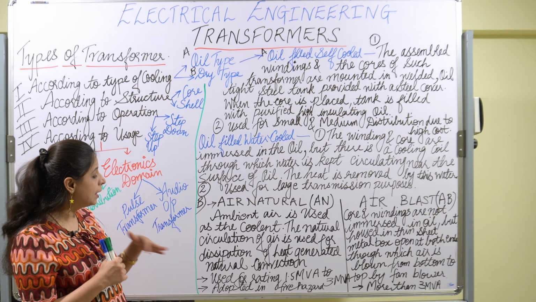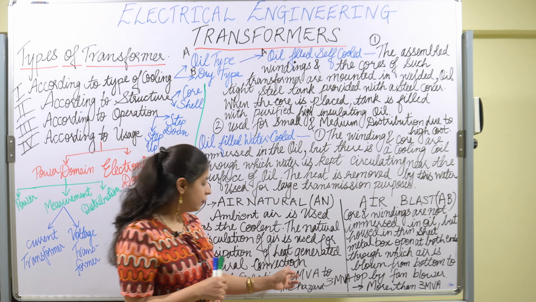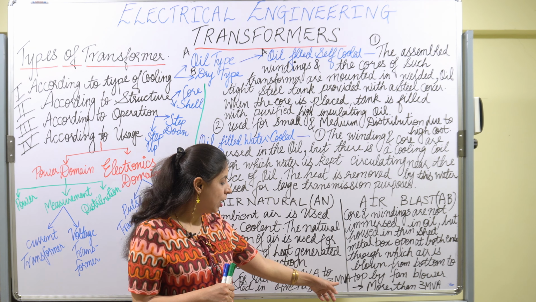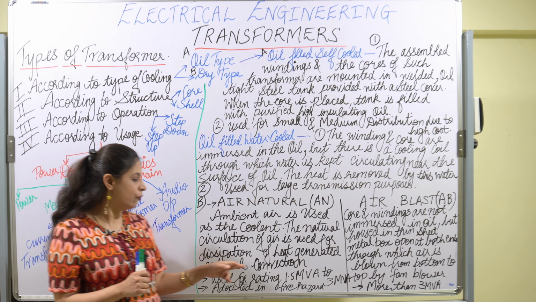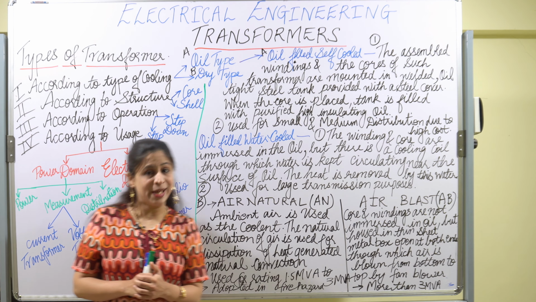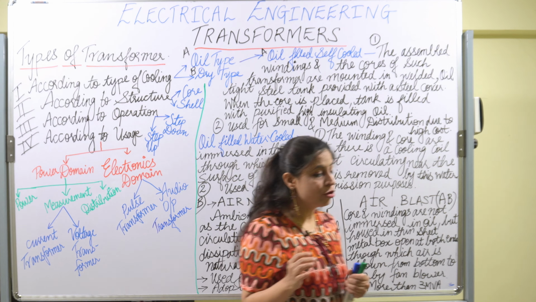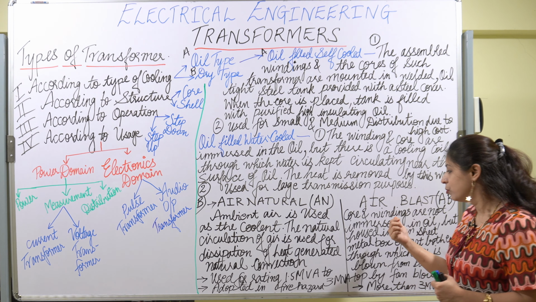Okay, and it is used for the rating of 1.5 MVA to 3 MVA. Such types of transformers are used for the rating of 1.5 MVA to 3 MVA. Okay, now let us move on to the air blast transformers.